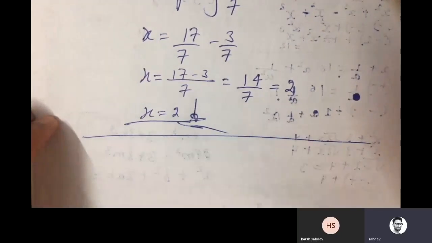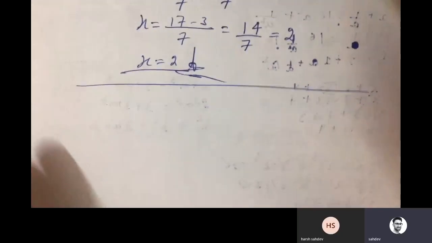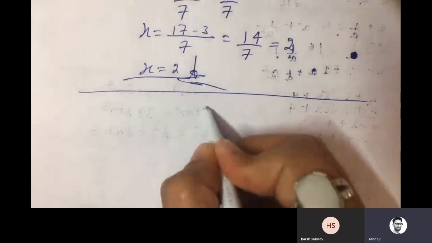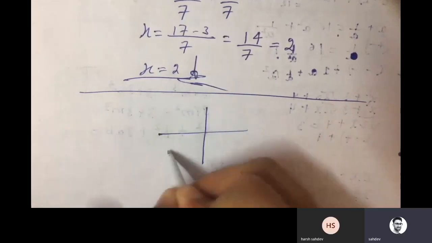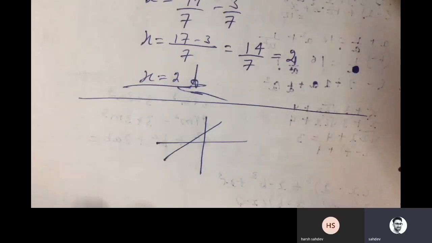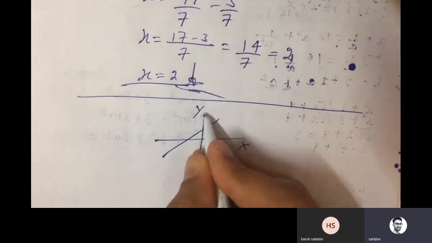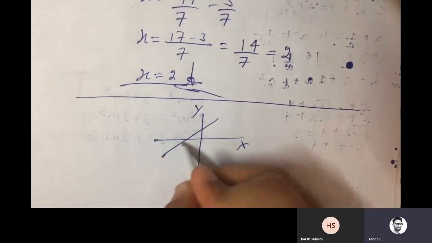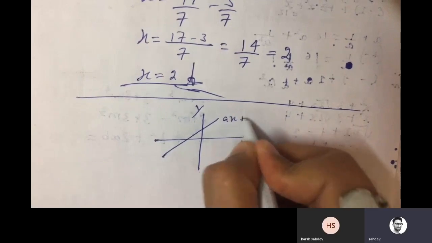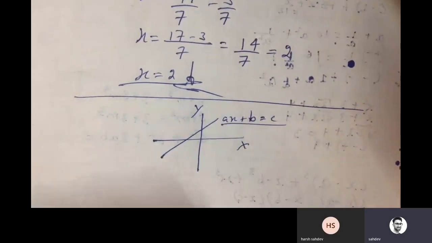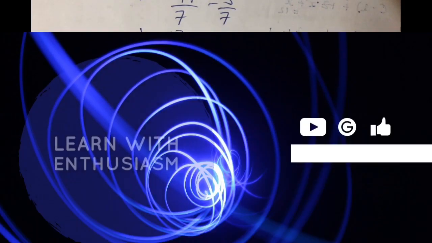One more thing I would like to add. Always remember, if you are ever asked in a competition, what type of graph do linear equations draw? Linear equations always draw straight line graphs. If this is the x-axis, this is the y-axis, then any linear equation, this will be ax plus b equals to c. This is a linear equation. This will always have a straight line.